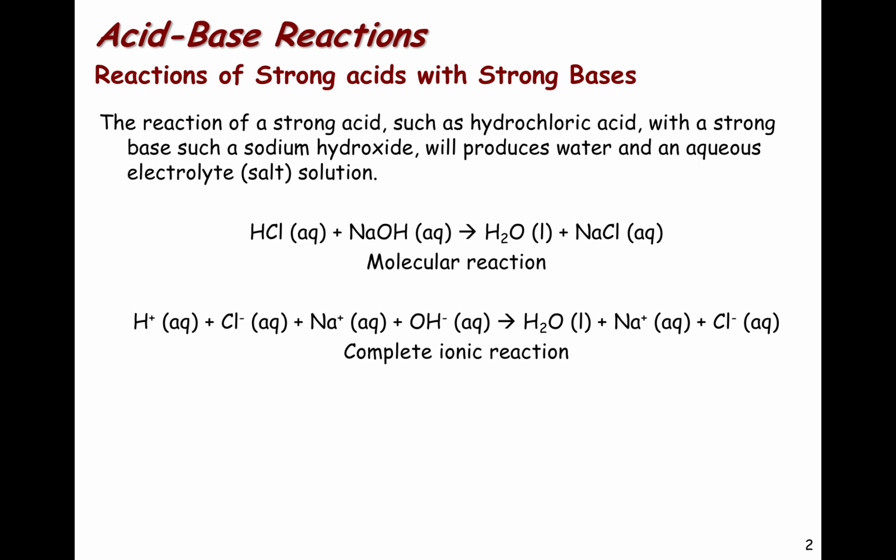You see that on the reactant and product side, there are sodium ions and chloride ions that appear to be unchanged. These are the so-called spectator species, and these are the ions that can be removed to write another reaction, which is referred to as the net ionic reaction, which involves the reaction of hydrogen ions with hydroxide to form water.